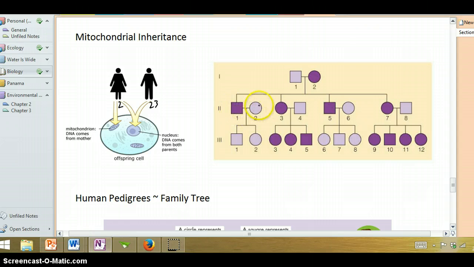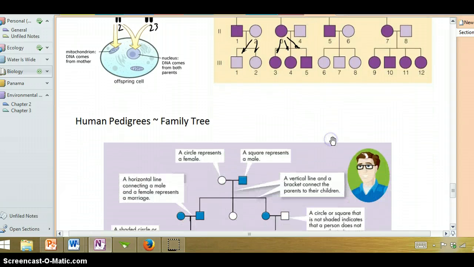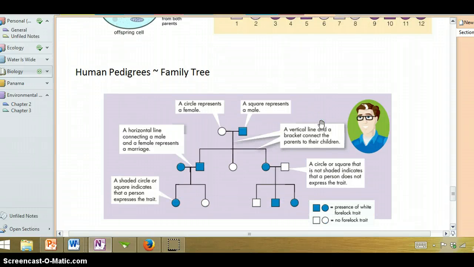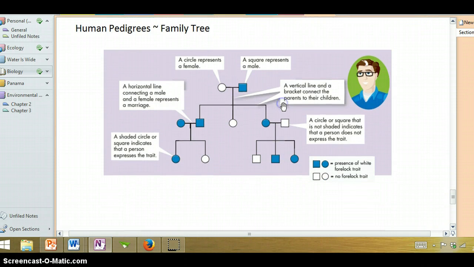But look here, here's this son who inherited from his mother. But then when he has children, the woman he's with does not have this characteristic, so therefore none of their children will have it. The dad does not pass on this characteristic because, again, that mitochondrial trait only comes from mom. This daughter here, she passes it on to all her kids. Okay. So these family trees are also called, in your book, human pedigrees.